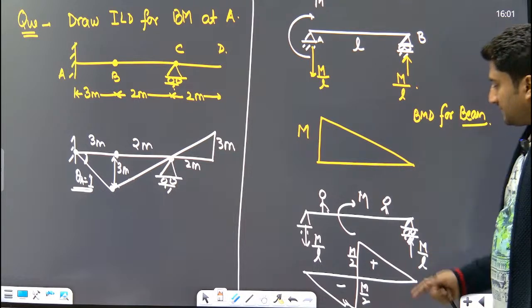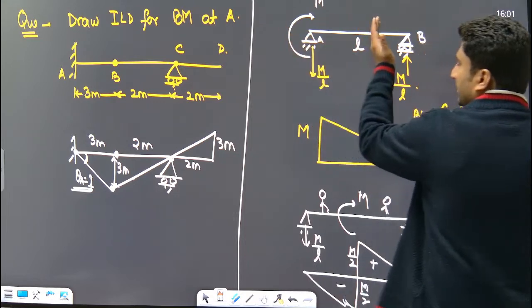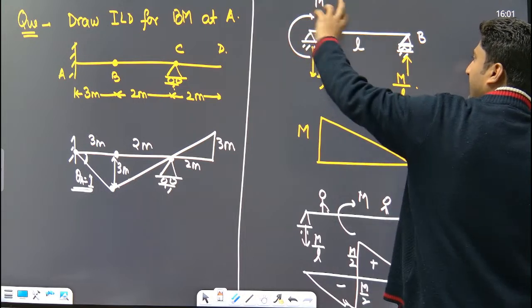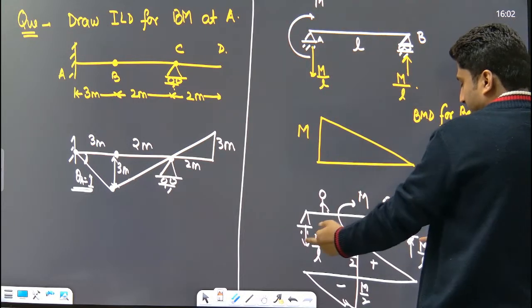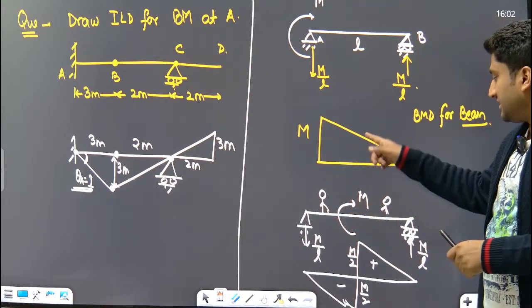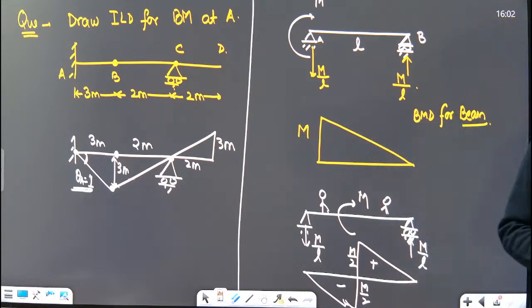So from this, what we can conclude is, we can shift the moment anywhere in the beam. The external effect will not change. But yes, internal effect may change. You can see there is a change in the bending moment. Yes or no?